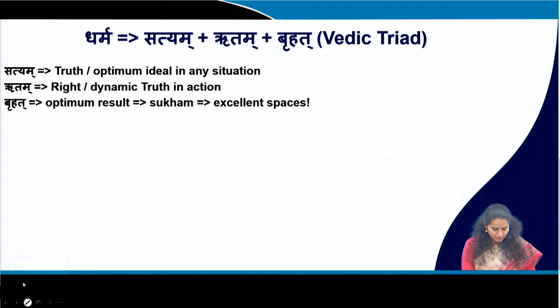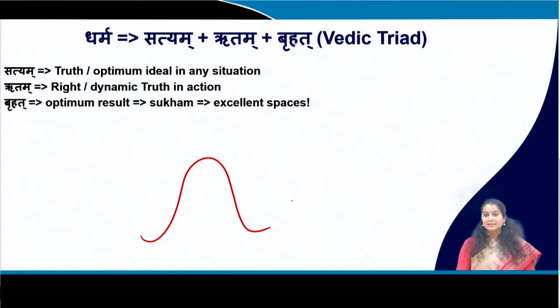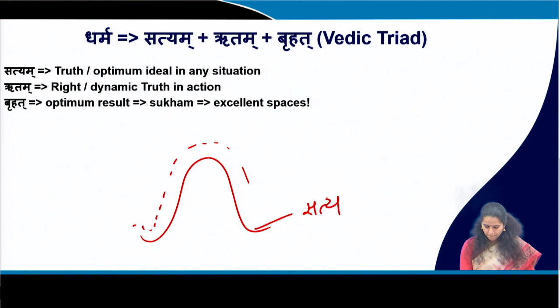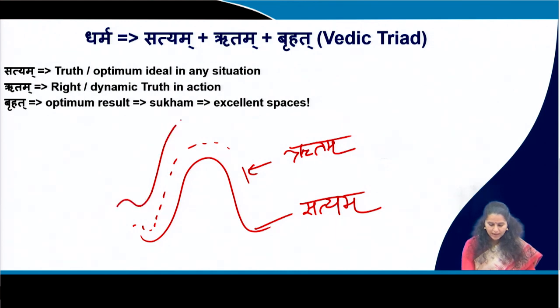I'll show it to you in the context of, let's say, a musical note which follows this frequency. This is Satyam, this is the ideal note. If I can do it identically like that as it is given. So, this is Satyam. This application of it is Ritam. And the consequence will be an amplification. And that amplification is Brihat.